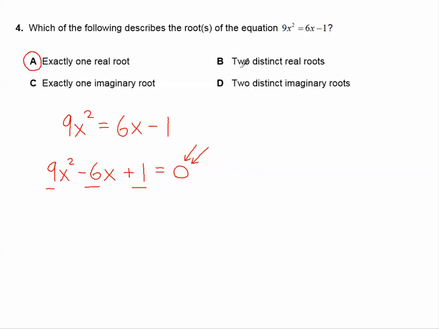B was 2 distinct real roots. This would mean 2 different numbers. And since 1/3 repeated itself, it can't be option B. And then C and D are talking about imaginary roots. And imaginary roots would use the imaginary unit, the i, and of course that's not in 1/3. So we have our answer.